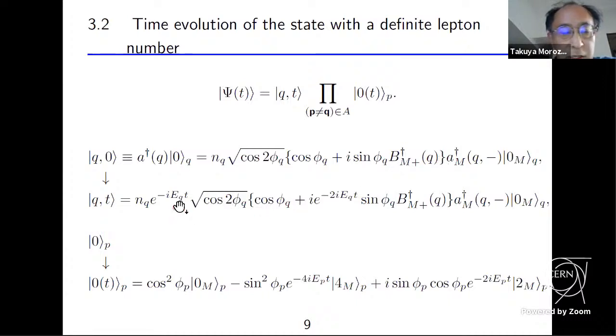The time evolution of this state is easy because every particle has the same energy. So we can just count: the one particle state has a time evolution phase of exponential minus iEt, and the one particle state with an additional pair of Majorana particles has exponential minus 3iEt.